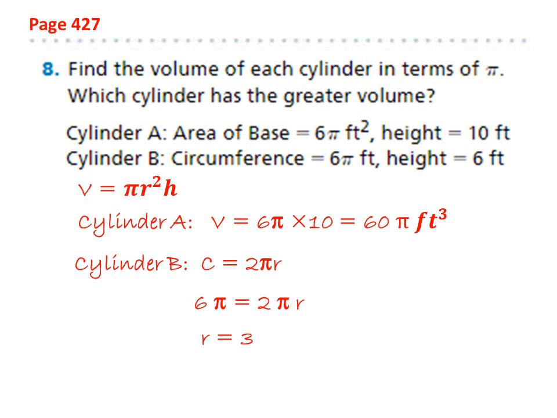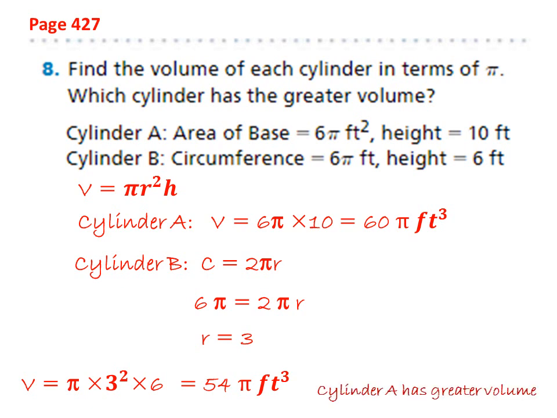Now, we are ready to find the volume of cylinder B. Of course, it will be pi r squared h. So pi, r is 3, so 3 squared times h. What is the height? The height is 6. So what is the answer? 3 squared is 9. 9 times 6 is 54 pi cubic feet. So now, which cylinder has greater volume? Of course, cylinder A.